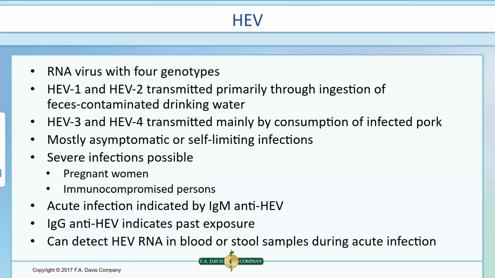Hepatitis E virus. It's another RNA virus, but it has 4 genotypes. 1 and 2 are transmitted primarily through ingestion of feces, contaminated drinking water. 3 and 4, consumption of infected pork. Mostly asymptomatic or self-limiting. Severe infections are possible in pregnant women or immunocompromised people. Acute infection is indicated by IgM anti-HEV. IgG anti-HEV indicates past exposure. You can detect HEV RNA in the blood or stool samples during acute infection.